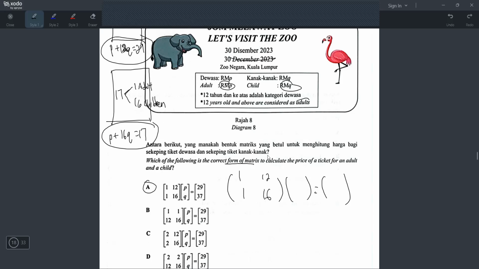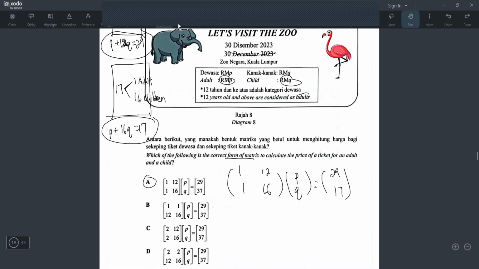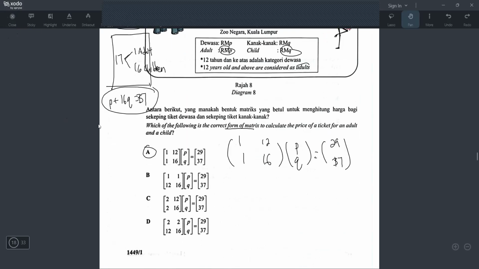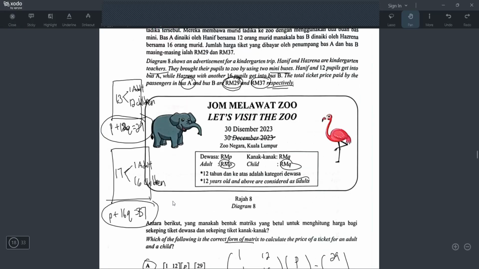And then this one is P, Q. Remember the one in front has to be written on top, so P on top, Q at the bottom. And then 29, 17, right? 17 or 37? Okay, 37, sorry. So this must be 37. So the answer is A, correct. B cannot because the way they write the numbers is all messed up. C is even more wrong, D is even more wrong. So I think the answer is A.